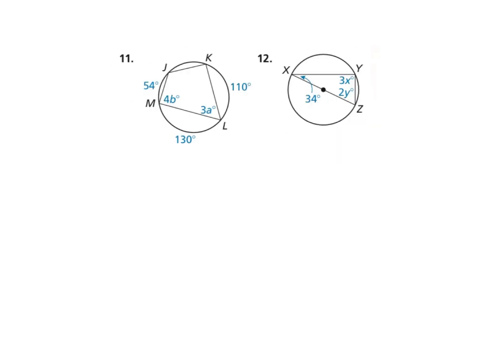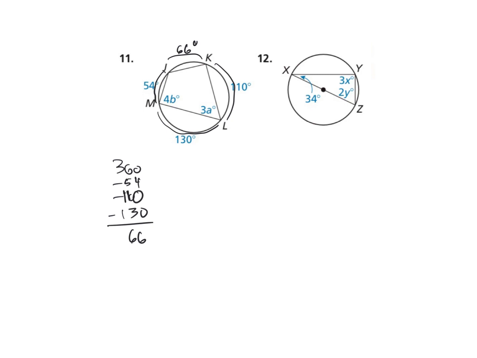All right, so now this arc here is 54. This is 130. This is 110. So this arc JK should be 360 minus those values. Minus 54, minus 110, minus 130. And that's equal to 66. So this is 66 degrees here.